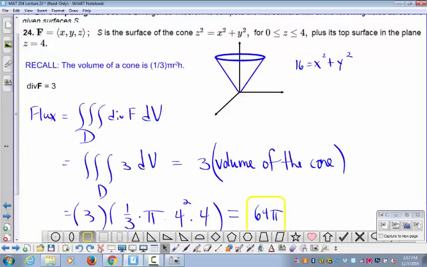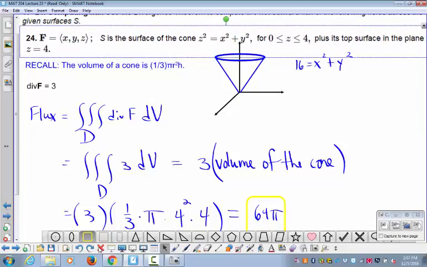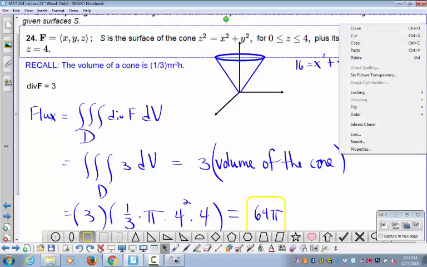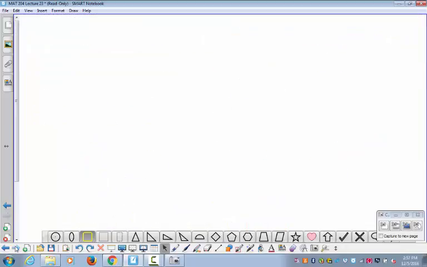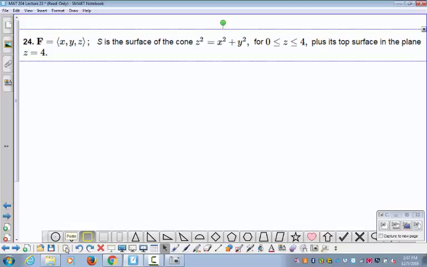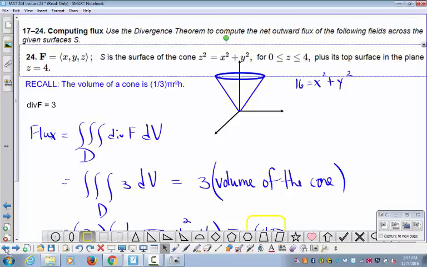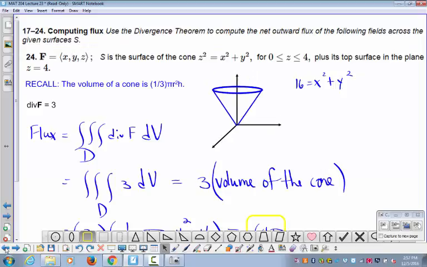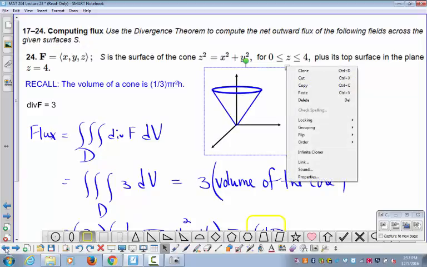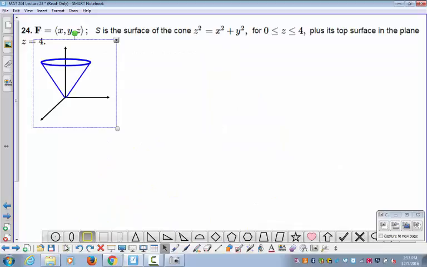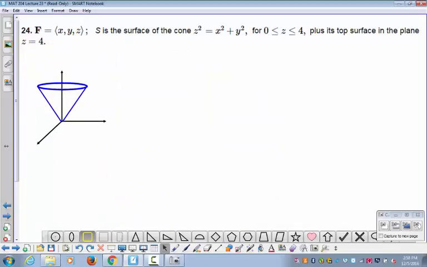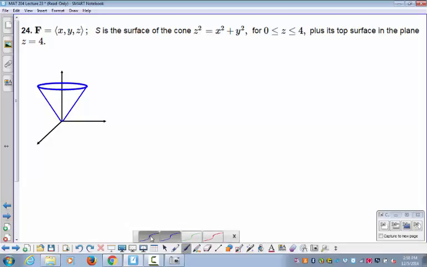I think I started to get what's going on here, however many months later it's been. Copy, paste. Actually, let's get the picture also just because it did such a nice job. Okay. So we'll call the cone piece of it surface 1, and we'll call the cap surface 2. Let's go ahead and do the cap first because that looks easier.